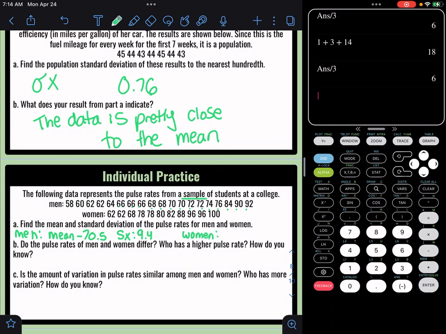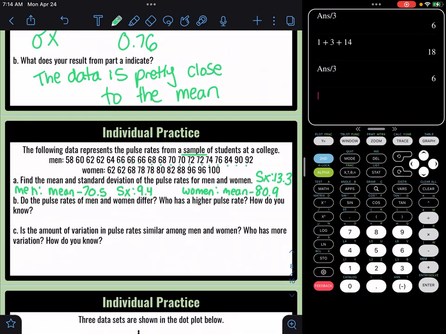Alright, now let's see for women. Let's type in the data for women. 62, 62, 68, 78, 78, 80, 82, 88, 96, 96, 100. Alright, menu, stat calc, one variable statistics. I'm going to click OK, click OK. Alright, my mean here would be 80.9, and my sample standard deviation would be 13.3.